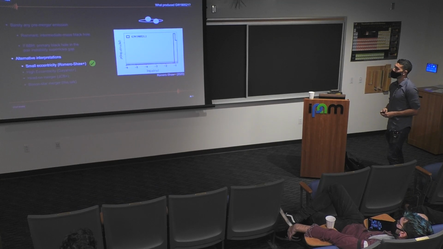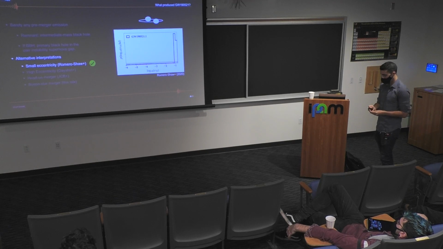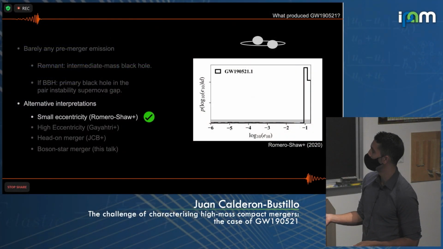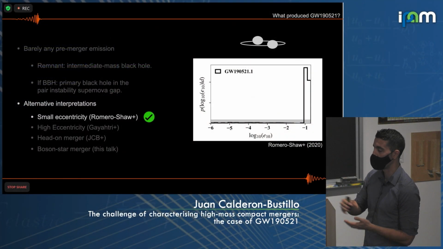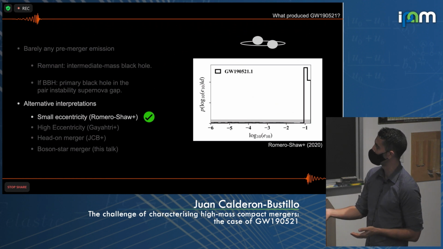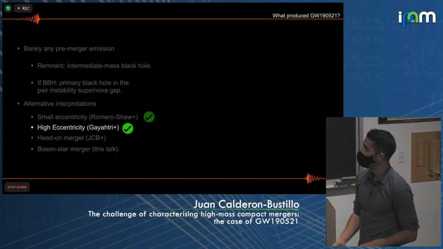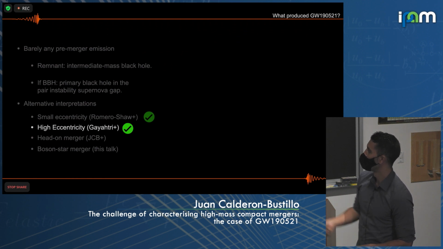And in fact, there have been several studies or searches for eccentricity in the system. So Isabel Romero-Shaw at Monash showed that if you use a model that only reaches a minor or low level of eccentricity, then your posterior for this eccentricity saturates. So you just need more.